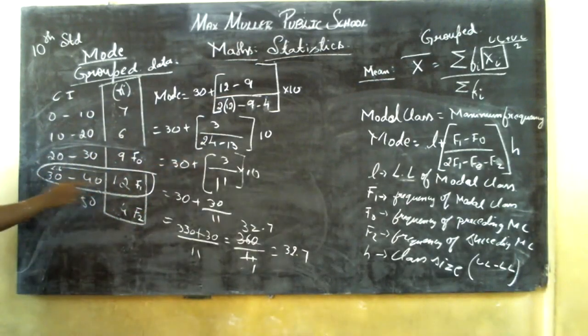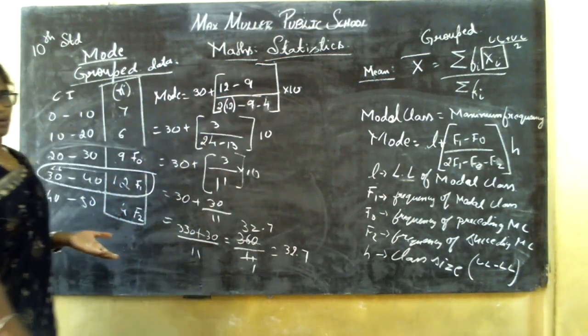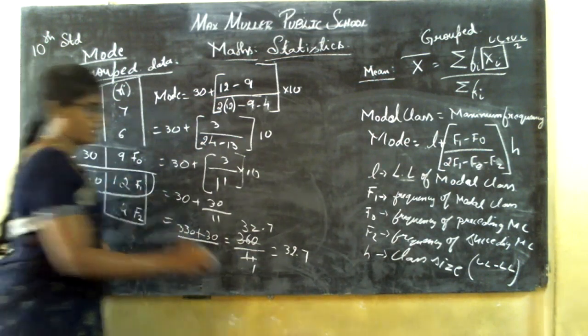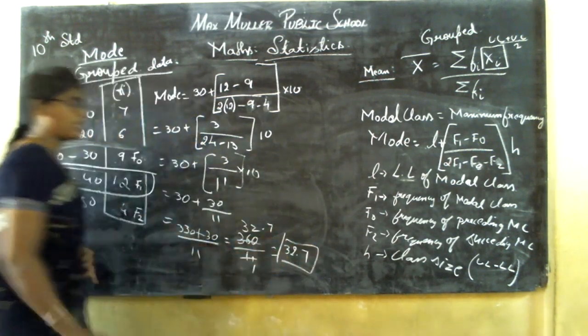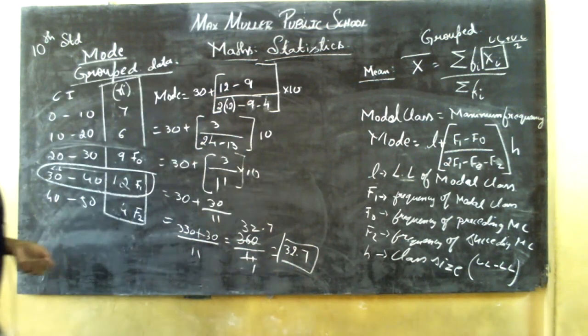Then if you analyze this, you need to find H. What is H? Class size. Subtract 40 minus 30, it is 10. That's all. You have everything, now substitute and simplify. Simplification is also very important because in your question paper you will have only the answer given. If you simplify carelessly and write the answer, it is gone. I think the mode is clear for you.